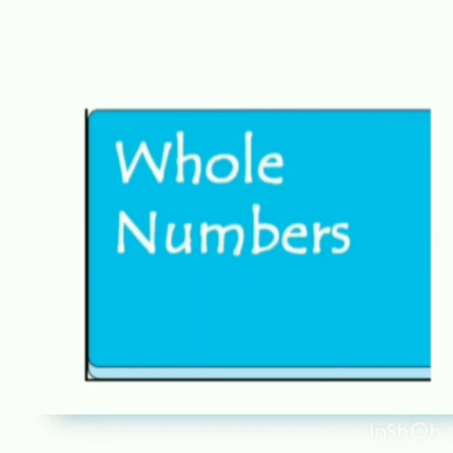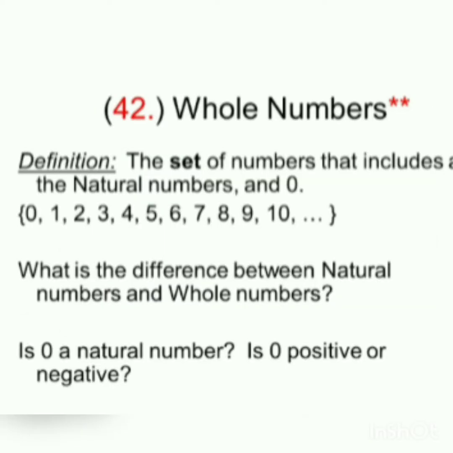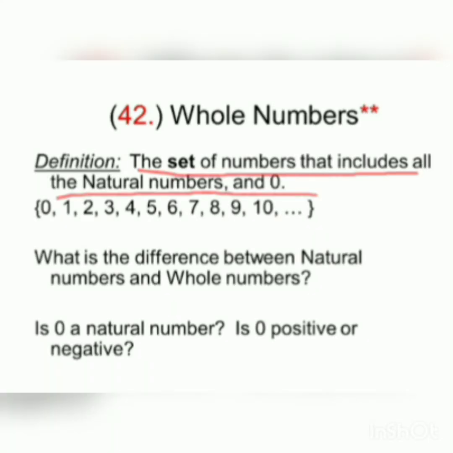Now let's move towards the whole numbers. Whole numbers are those which consist of 0, and all the natural numbers are also included. Here is the definition of whole numbers: the set of numbers that includes all the natural numbers and 0. Here is the set: 0, 1, 2, 3, 4, 5, 6, 7, 8, 9, 10 and so on, it continues going on. In this set, the natural numbers start from 1, and the digit 0 makes this set the whole numbers.